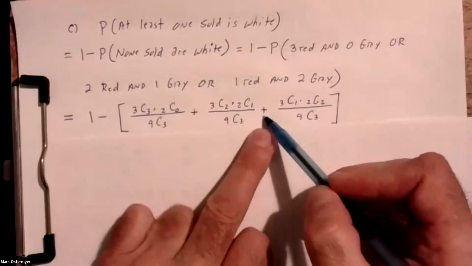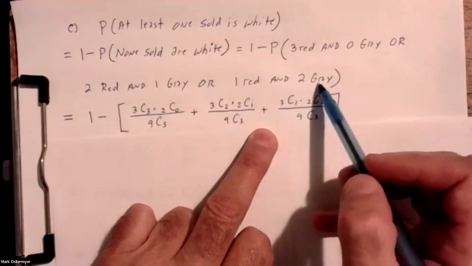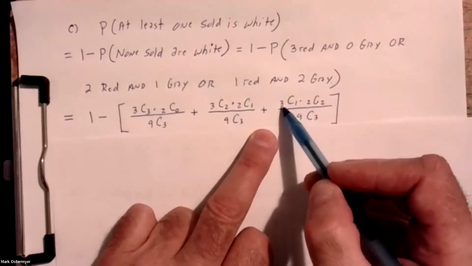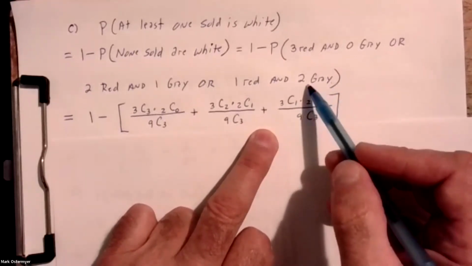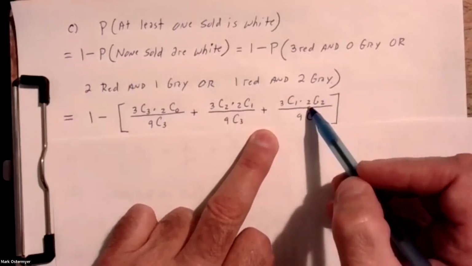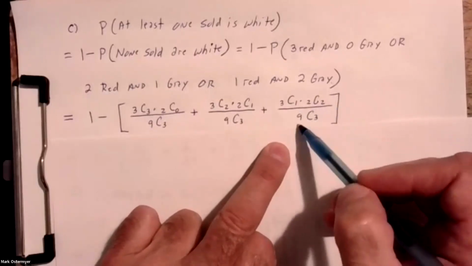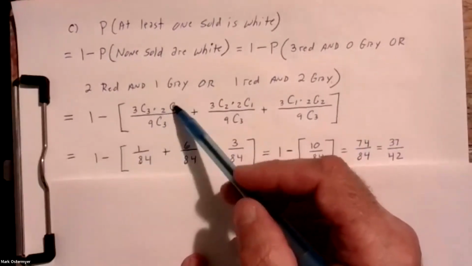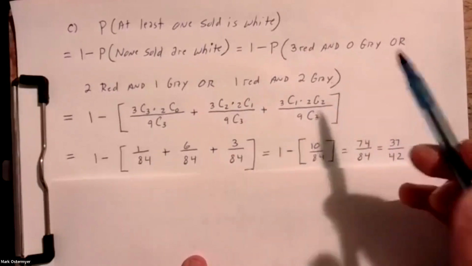Or means plus. The probability of selling 1 red and 2 gray automobiles: how many different ways can we sell 1 red automobile from the 3 we have available? Order does not matter, 3 in combination with 1, times the number of ways of selling 2 gray automobiles from the 2 we have available in our lot, which is 2 in combination with 2, divided by 9 in combination with 3. Well, this ratio is going to be 1 over 84. This one will be 6 over 84, and this will be 3 over 84.